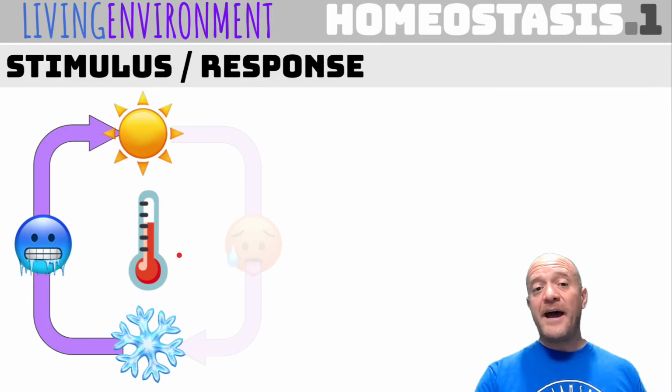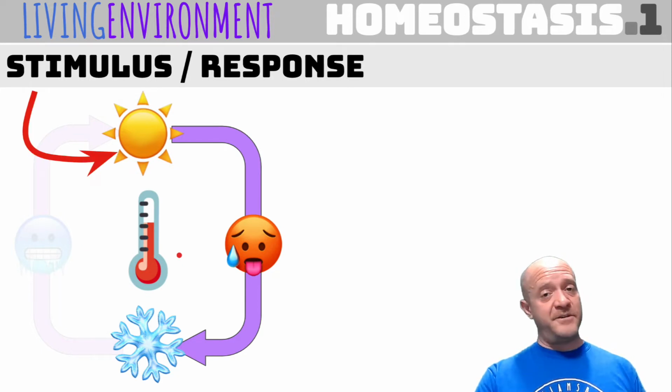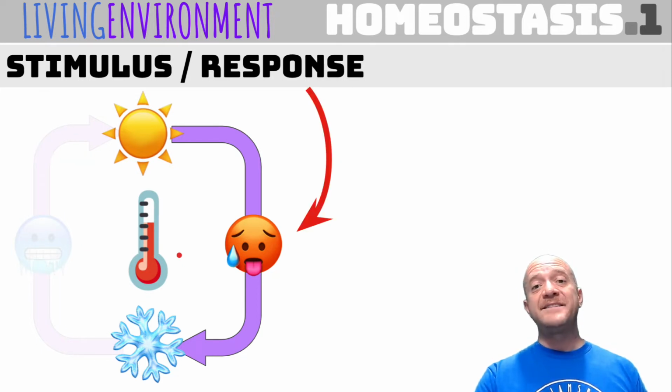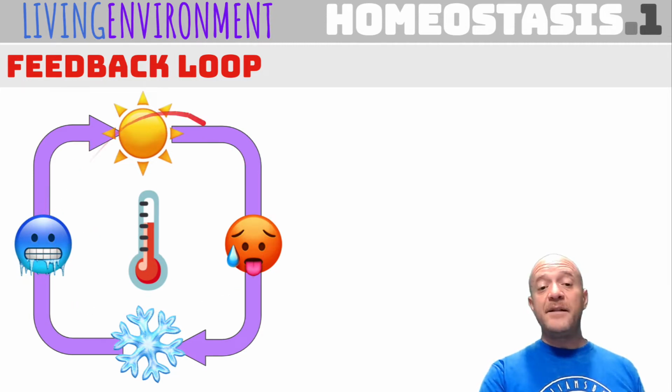Now this can also happen when it gets too hot. The stimulus would be the increased temperature, and our body's response is to sweat. So this perspiration that is released on our skin will eventually evaporate, and this evaporation of the perspiration or the sweat will cause our skin to become cooler, and that will lower our body temperature. So this entire process is known as a feedback loop. The stimulus of the hot and cold temperatures, and our body's response between shivering and sweating.